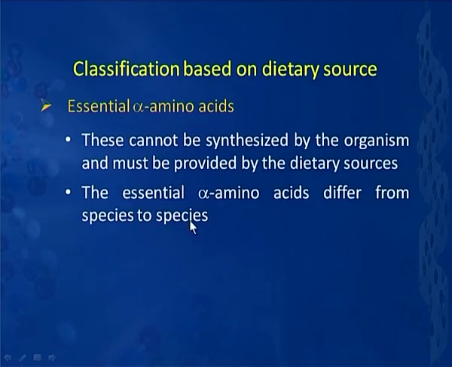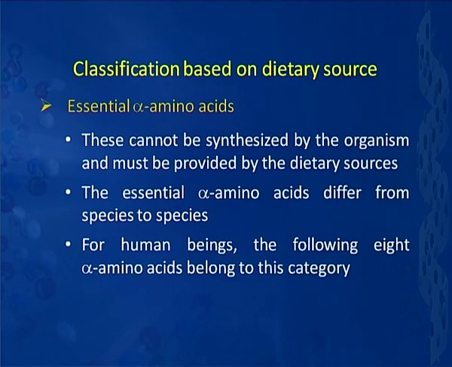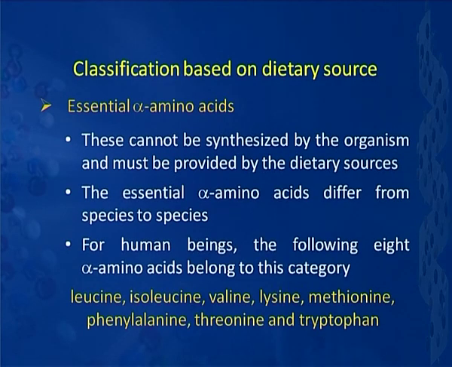Now, the essential alpha amino acids differ from species to species. For human beings, there will be a certain group. For other animals, there may be a different set of amino acids which will be essential, so their food will need those amino acids. For human beings, there are 8 alpha amino acids which belong to this category. They happen to be leucine, isoleucine, valine, lysine, methionine, phenylalanine, threonine, and tryptophan. So, there are 8 of them.